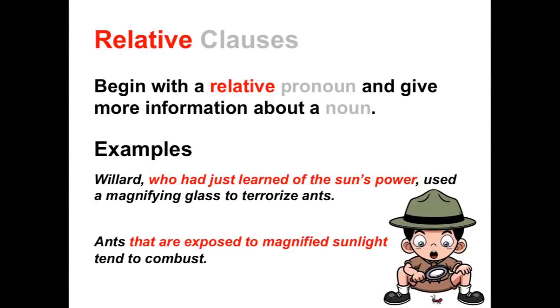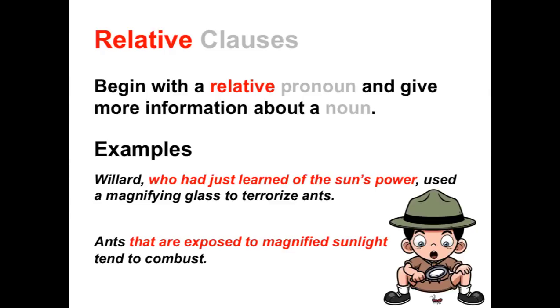If the sentence does mean the same thing without the relative clause, then the relative clause is non-essential and it should be enclosed in commas. However, if the sentence does not mean the same thing, if it means something different, then the relative clause is essential and we should not enclose it in commas.